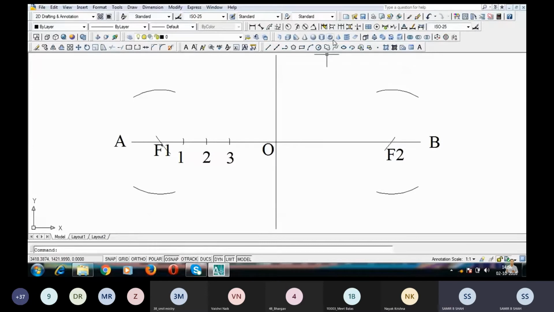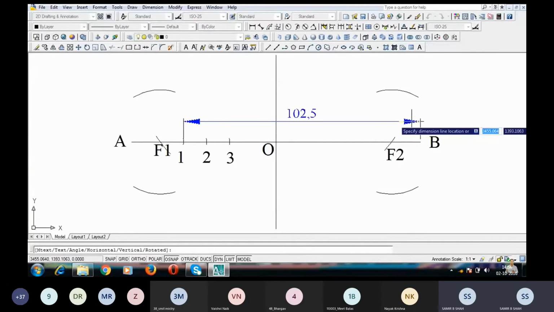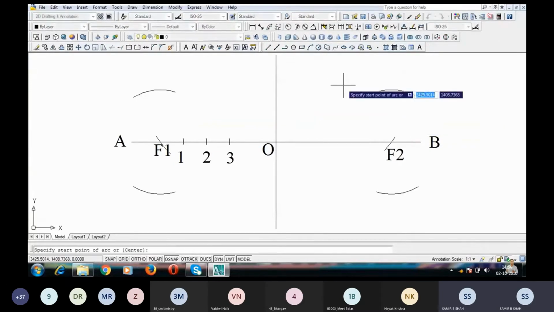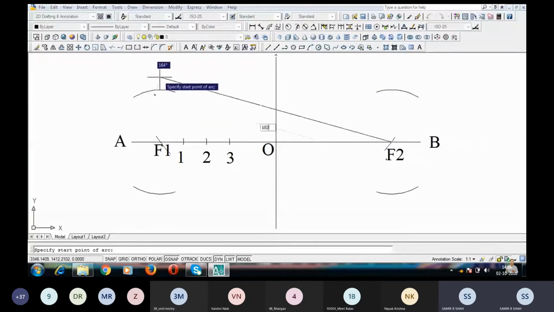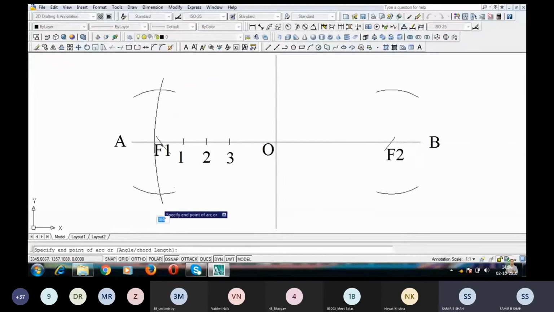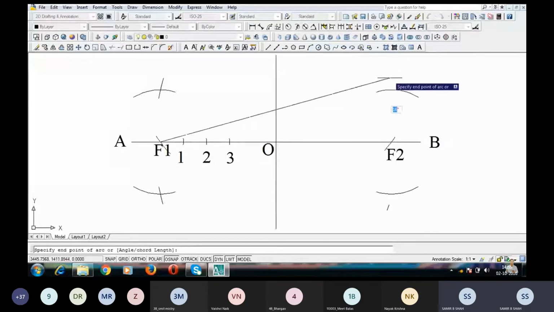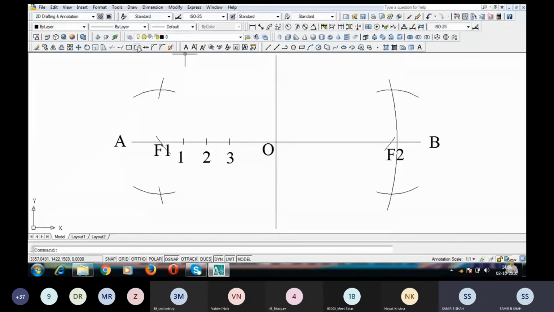All right, so let us take an arc from 1 to B. So this arc is somewhere having a length of 102.5. So taking F2 as center, 102.5. So that's the arc of what I was talking about. That's the arc, right? That's it. Now, again, we need to take F1 as center, and again, I need to put an arc. That's it.